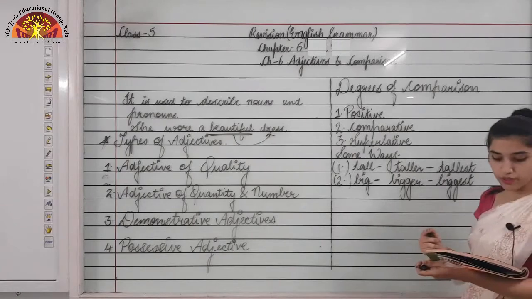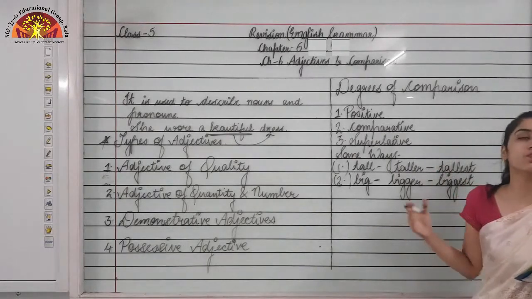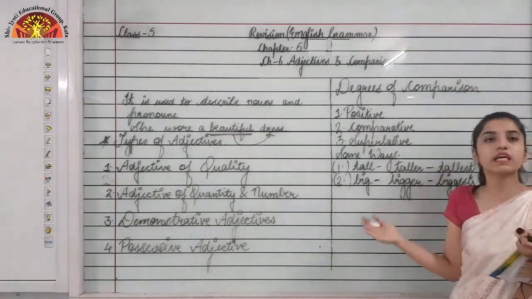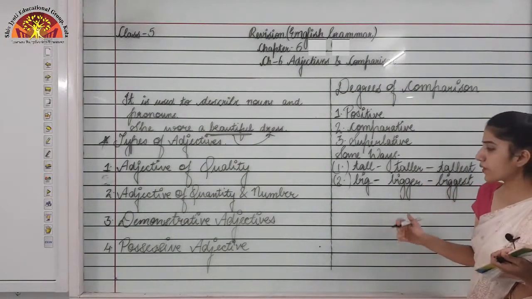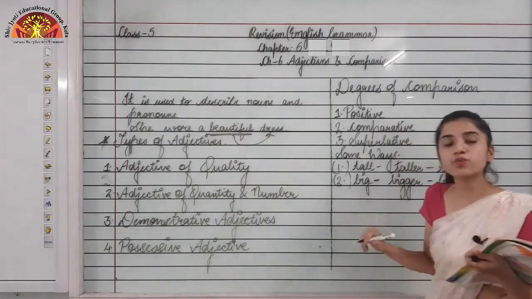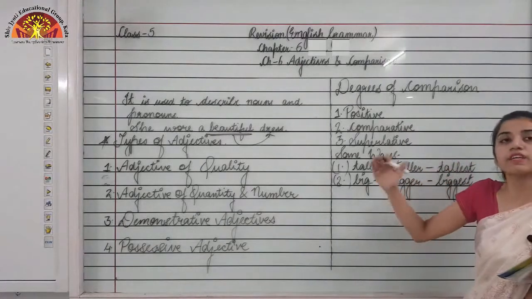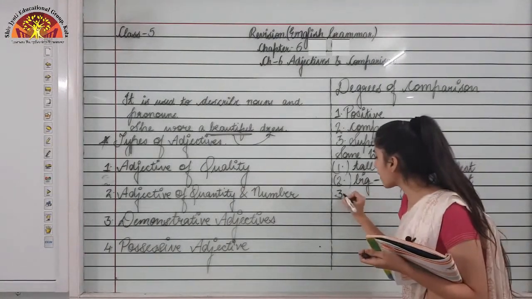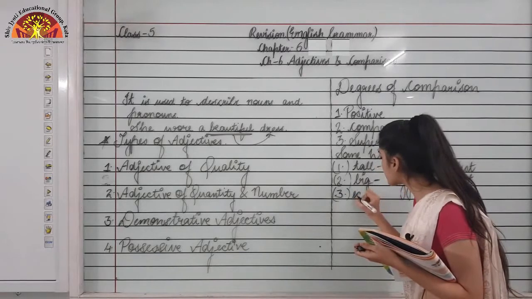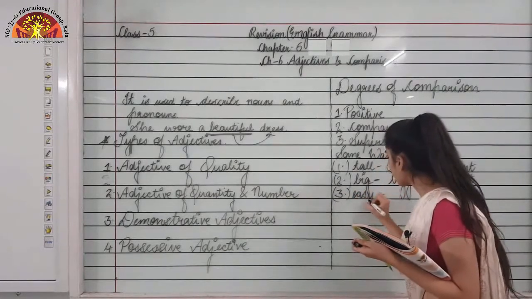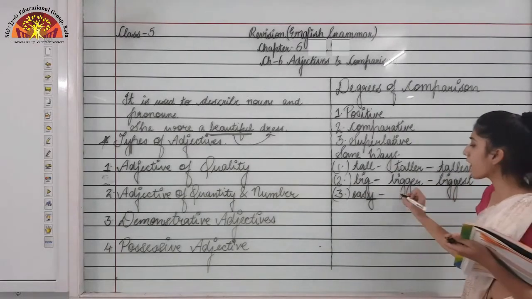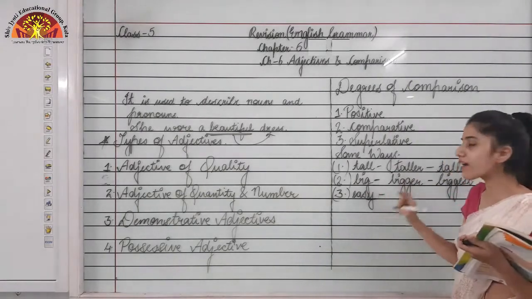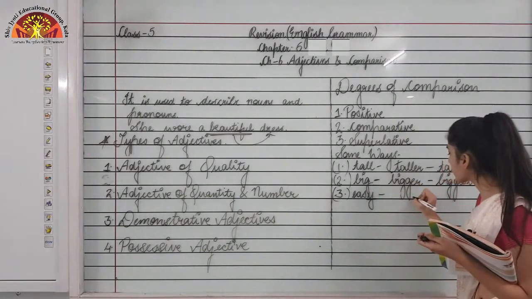Now moving to the third rule, that is the words that end with Y. We have to replace Y with I, and then we have to add ER and EST. So what we will do is, we will first replace Y with I. For an example, the word given to us is easy. Okay, easy is ending with what? Easy is ending with Y. What we have to do is, we have to replace Y with I. What will it become?